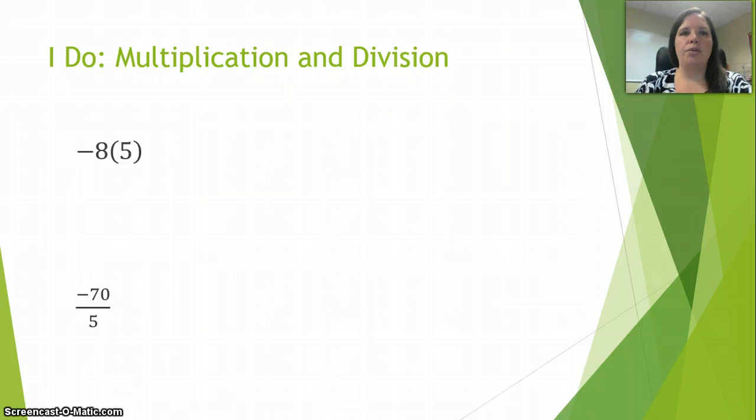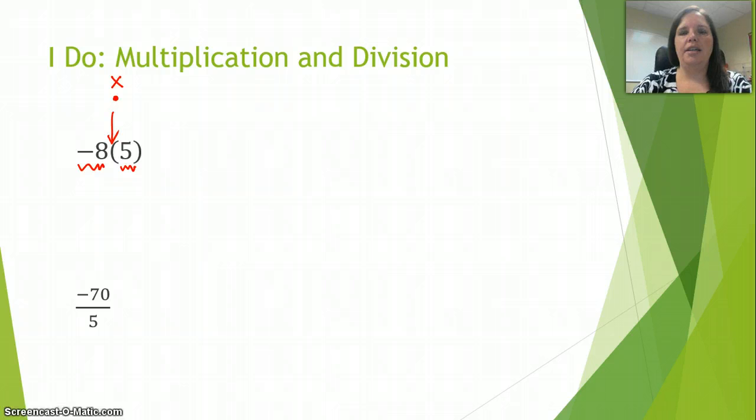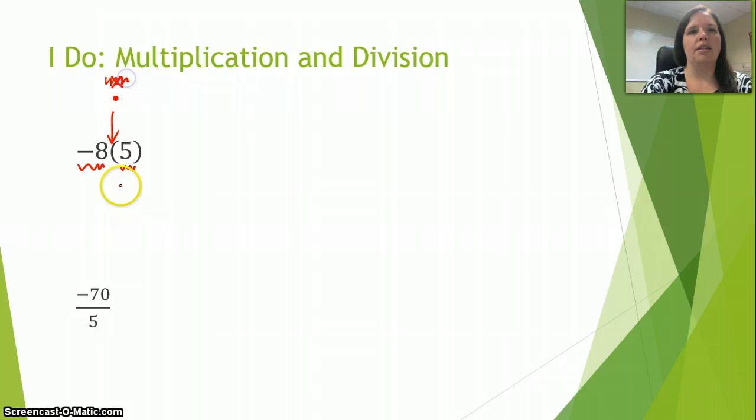So for our I do, we have -8, and I just want to make sure to throw in some different notation in there. Parentheses, a number next to parentheses means the operation here is multiplication, which can be shown as a dot or as an X. But honestly, you're never going to see in algebra a multiplication problem with an X as the multiplication. Why not? Because it looks a lot like the variable X, so it's hard to distinguish which is which. So we won't ever see the X.